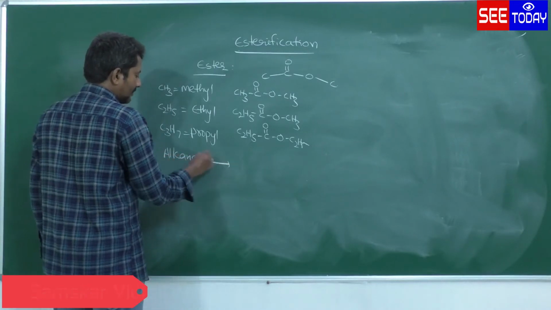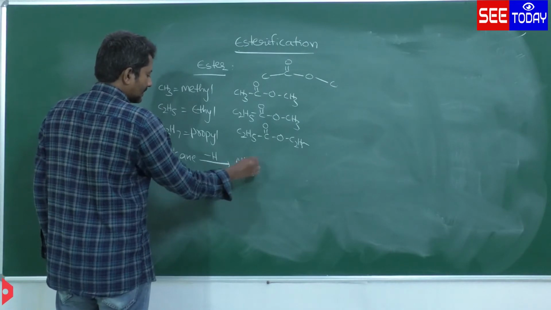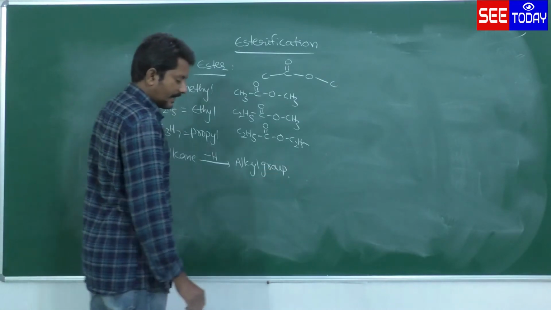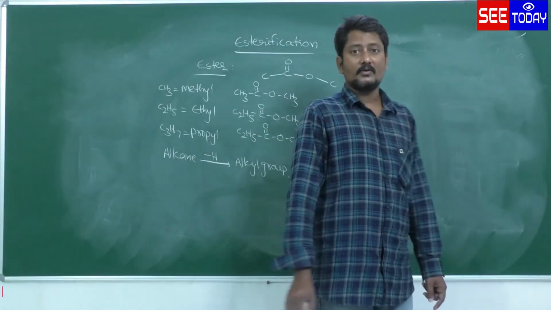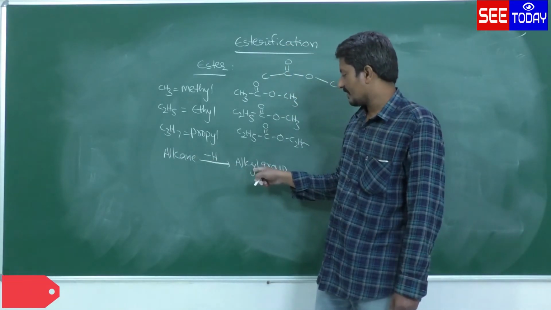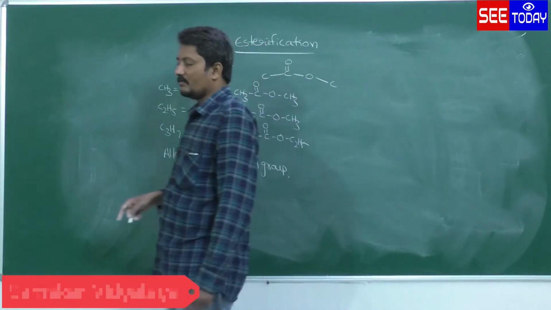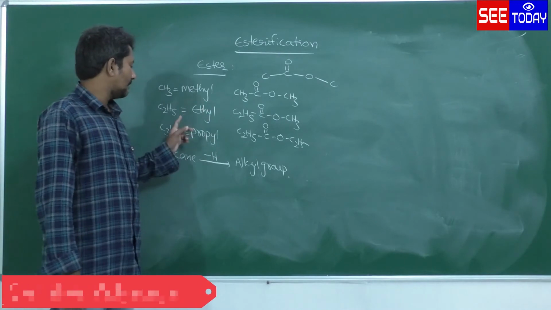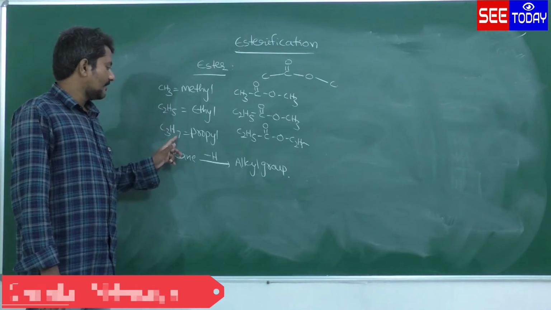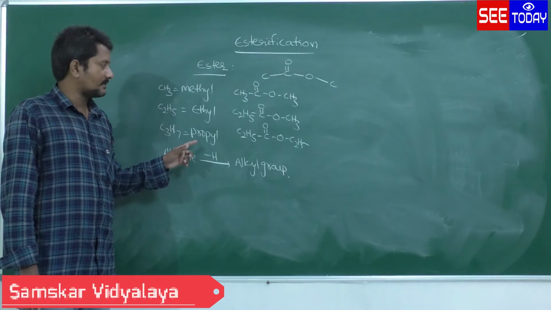From an alkane, when hydrogen is removed, the obtained species is called an alkyl group. So from CH4, you will get methyl. From ethane, C2H6, you can get ethyl. From C3H8, propane, after removal of hydrogen, propyl is obtained.